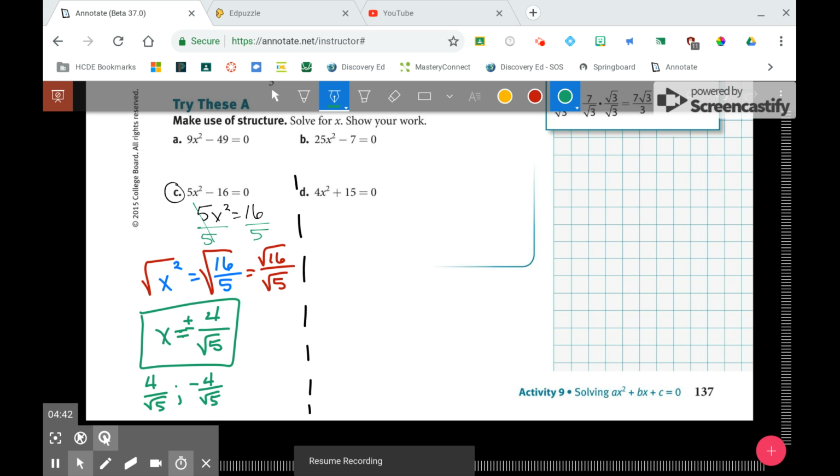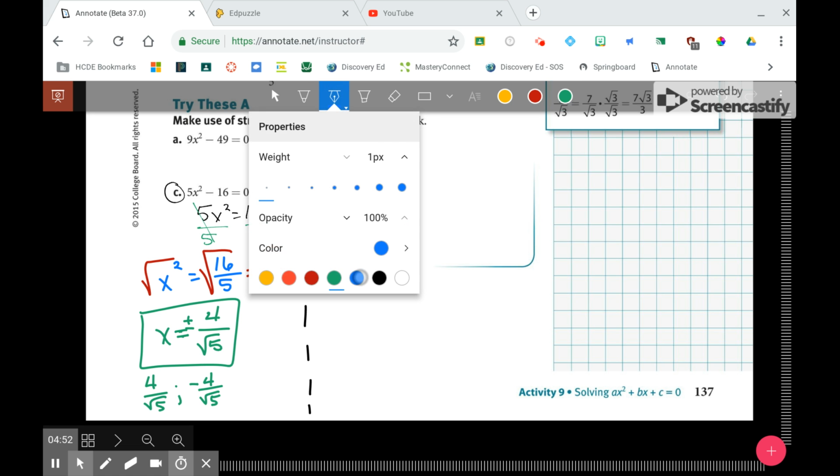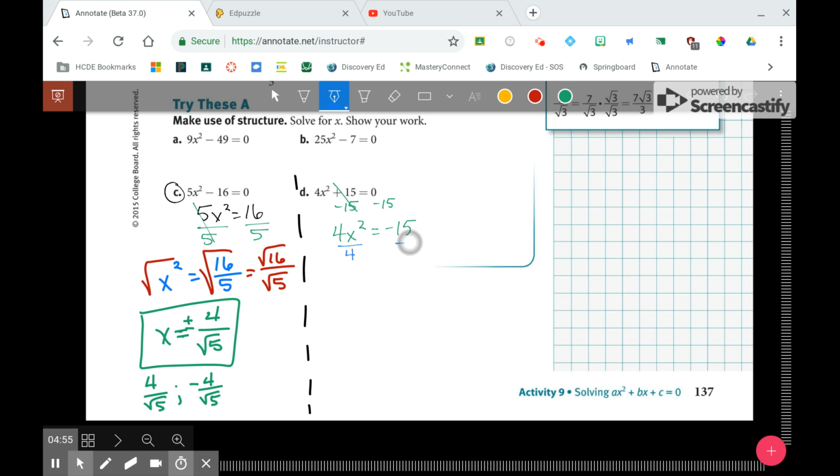Okay, last one here. Same process. We will subtract this 15. We're going to do the inverse of a positive 15. So we now have 4x squared equals negative 15. Now we will divide by 4. So we have x squared equals negative 15 divided by 4. We then do its inverse. The inverse of a power of 2 is a square root. So we take the square root of everything, this entire fraction. So that means this negative 15 and this 4, both of them we're taking the square root of.